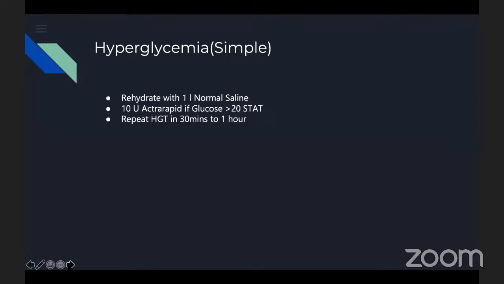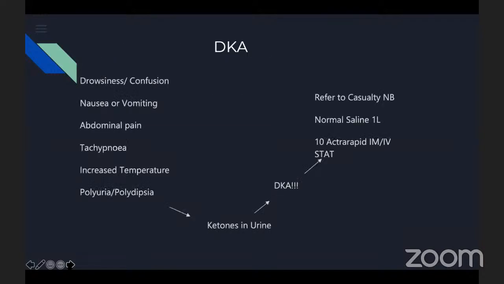They're awake, alert, and orientated, and they don't have any signs of DKA or HHS. So these patients don't necessarily need to be referred to a secondary or tertiary institution. You can just rehydrate them, give them Actrapid, and then repeat the HGT in 30 minutes to an hour to see if it has come down. If it has, then they can go home. Next slide, please. Thank you.